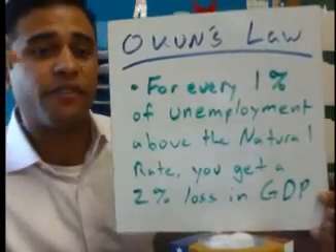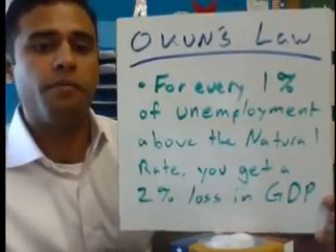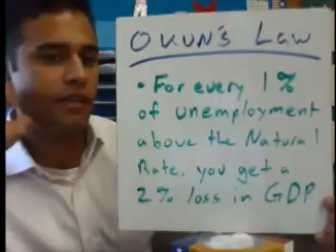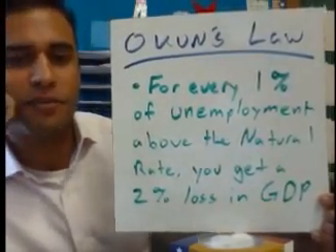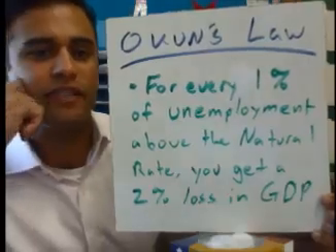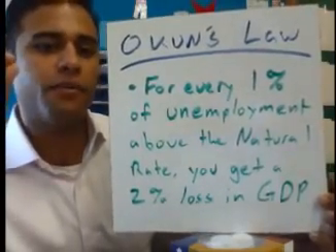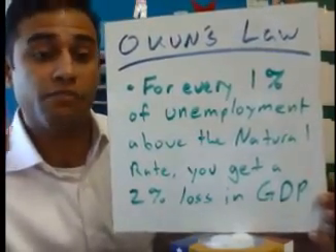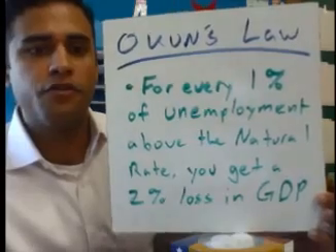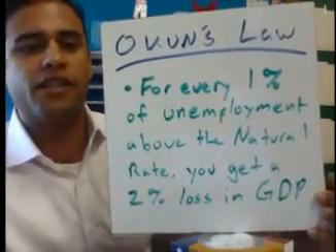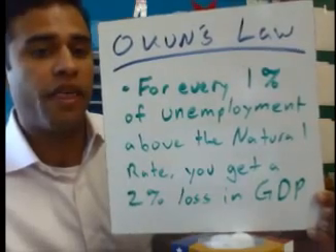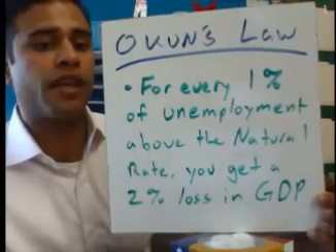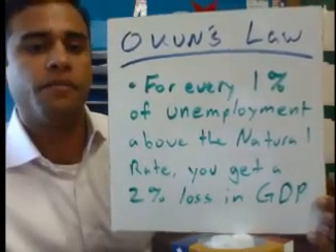Okun's Law states that for every 1% of unemployment above the natural rate, and what's the natural rate again? 5, Mr. Sanabria. Yes, the natural rate of unemployment is 5%. So for every 1% of unemployment above that, so say 6% unemployment, you get a 2% loss in GDP. So if the unemployment rate is 6%, then I've lost 2% of what GDP could be.